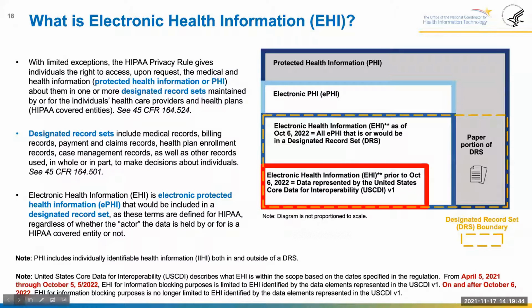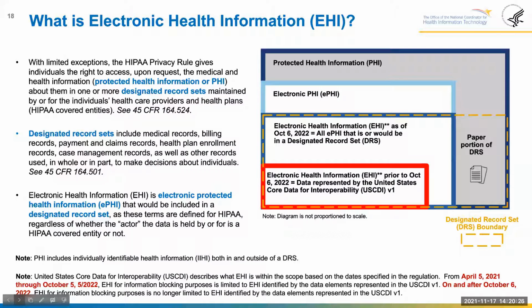Okay, so hopefully this is helpful for everybody to get their head wrapped around what we're talking about when we're talking about EHI, and particularly this limited time frame of USCDI, and then what all really is come October 6, 2022. And this goes back to what I've been trying to say about draft clinical notes and the focus on progress notes. Ultimately, it will become what would be included in the designated record set. So what electronic information would be included in the designated record set.